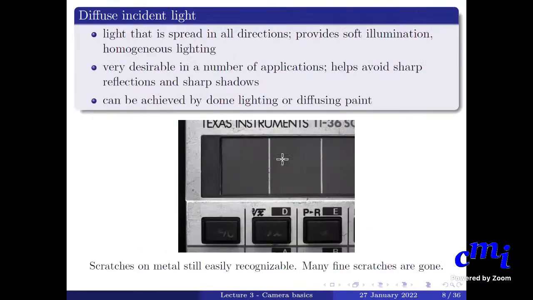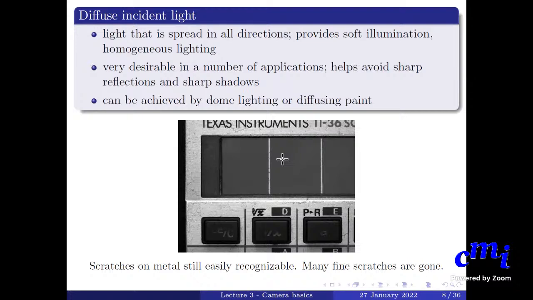Now the same object, if it appears in diffuse light. So what is diffuse light? Direct light means the light beam is appearing straight onto your object.